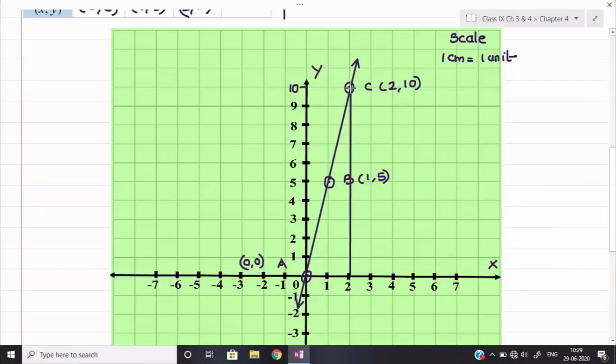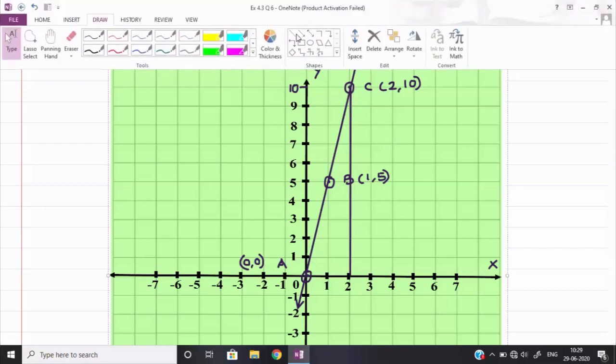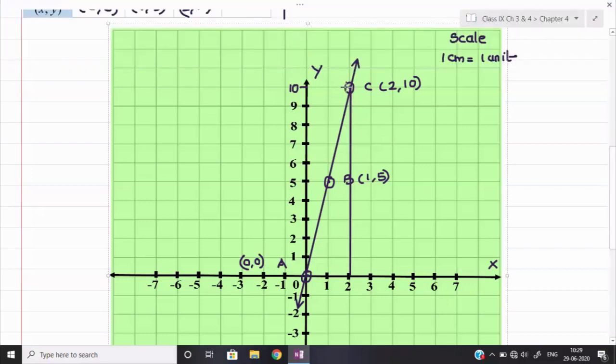This line is intersecting here. So again, from this particular point only, I will draw one horizontal line towards the y-axis like this. Now you observe, this line is intersecting the y-axis at which point? At 10. So we can say that at x equal to 2, the value of y will be equal to 10. So that is our first answer.